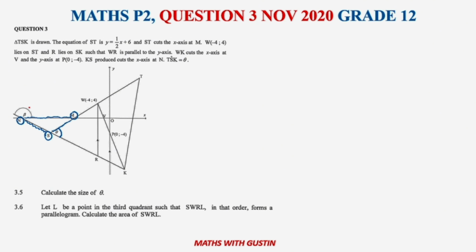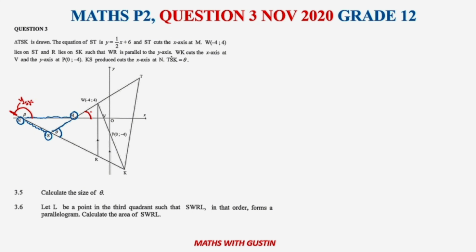Yeah, let me just use red. The angle of inclination we have got, this one here, which is beta. It's what this line here, which is the line SK, is forming with the x-axis. And then we also have this one here, which is formed by line SK.